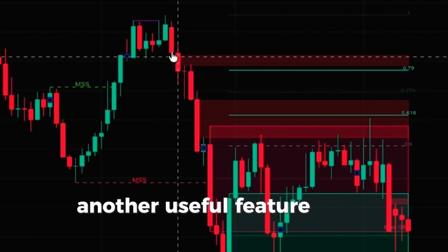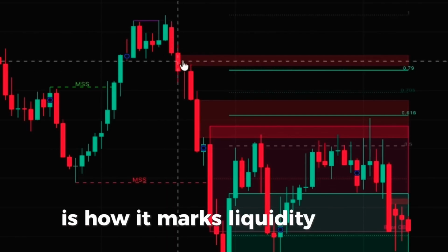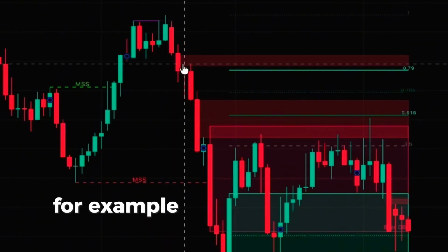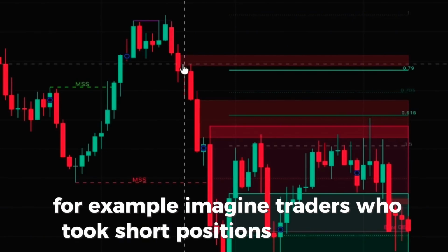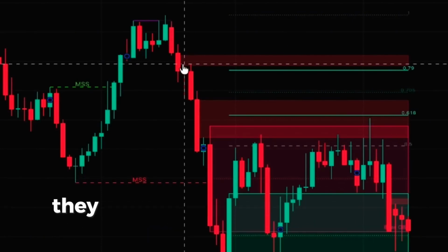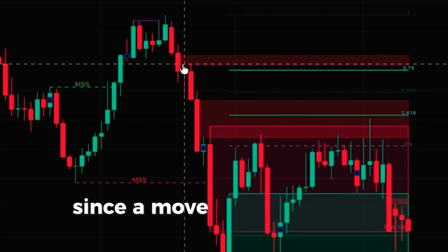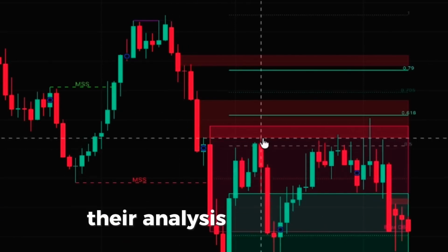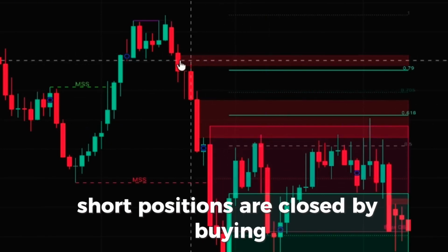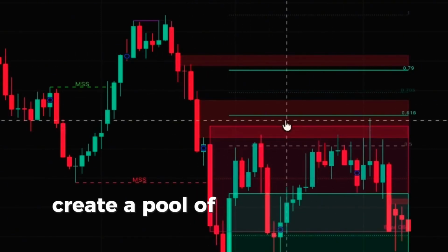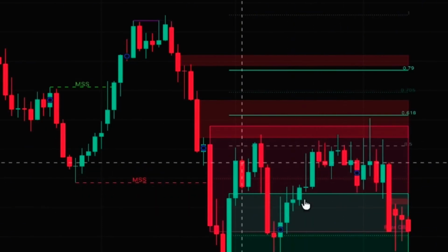Another useful feature of the indicator is how it marks liquidity sweeps with horizontal lines. For example, imagine traders who took short positions at this level. They would likely place their stop loss above this recent high, since a move above that level would suggest their analysis was incorrect. Short positions are closed by buying, so stop loss orders placed above this high create a pool of buy orders in that area.